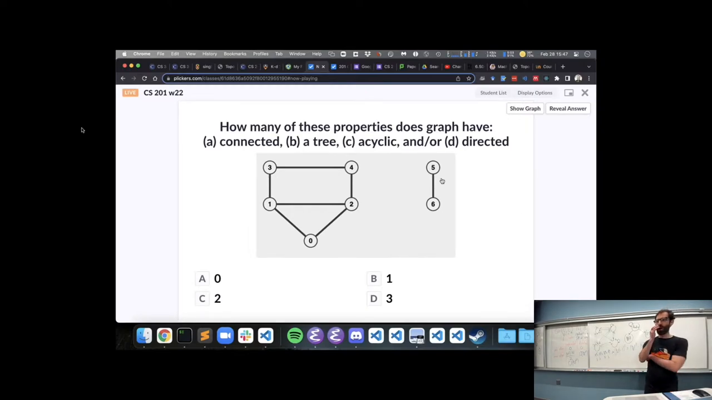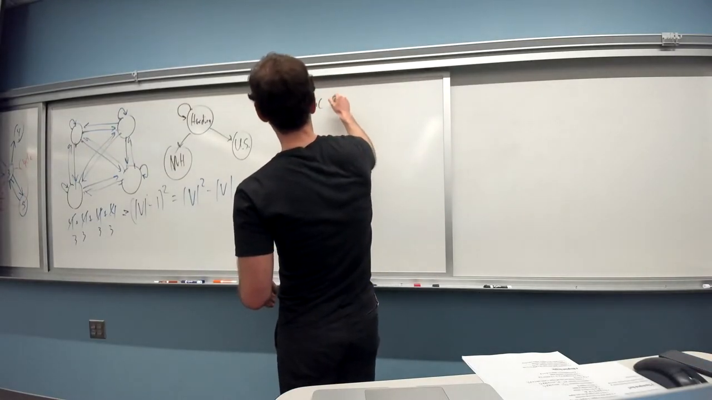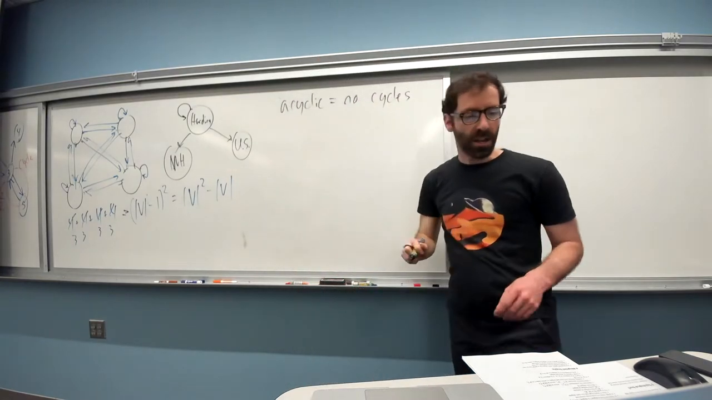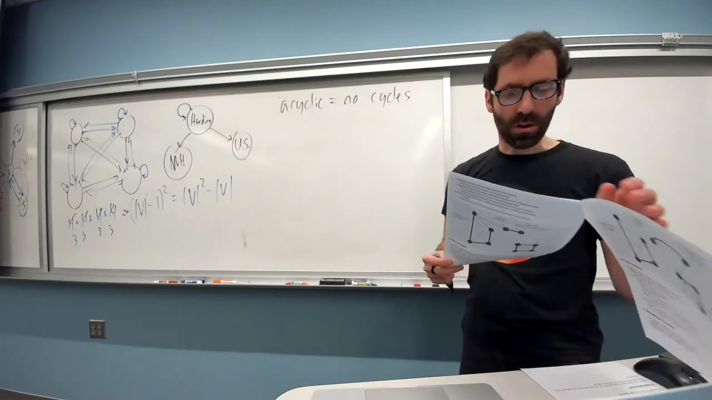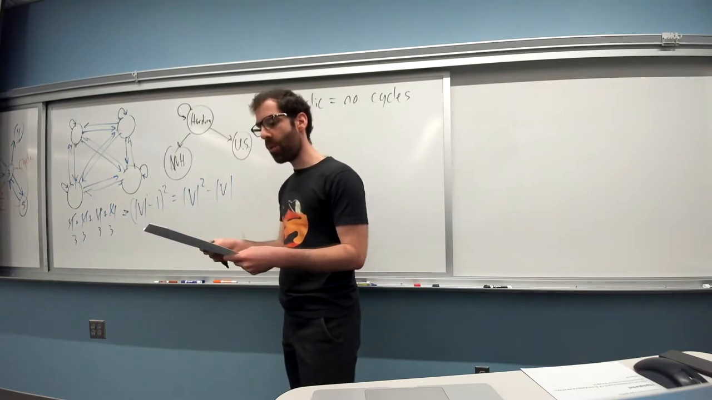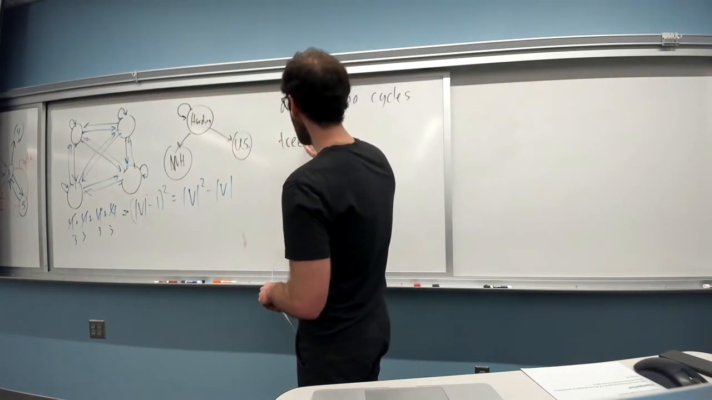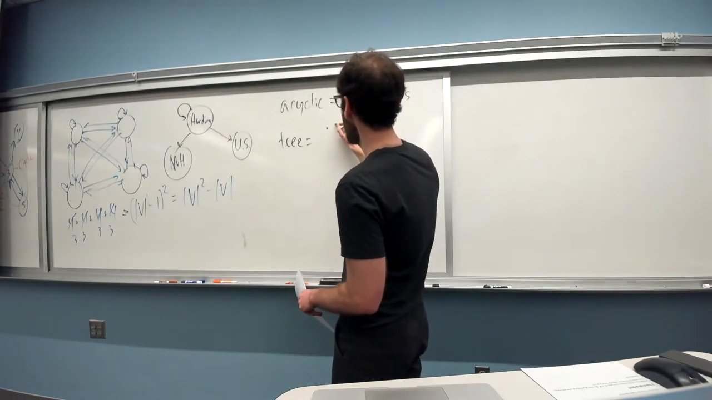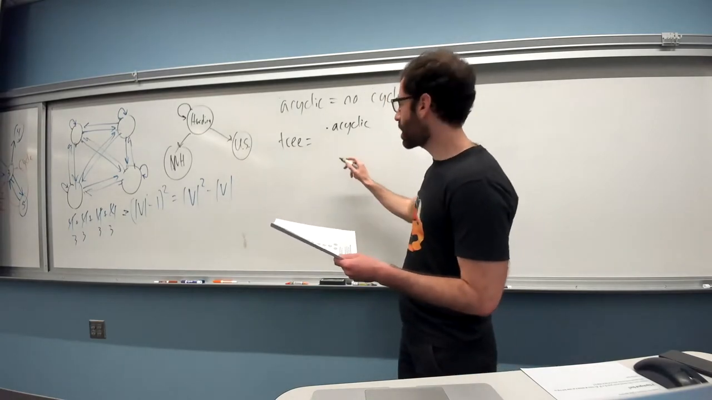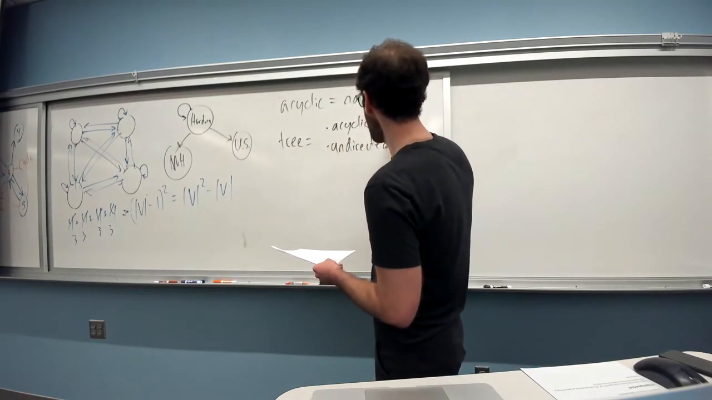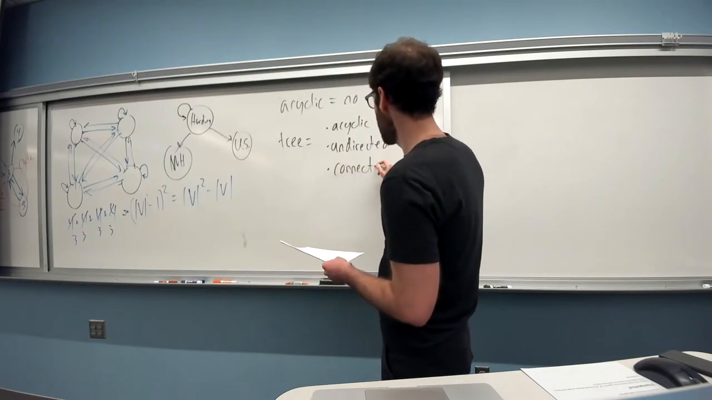All right, I have 4 properties here. Connected, a tree, acyclic, and directed. Any guesses? I haven't mentioned acyclic, but any guesses as to what that means? Charlie? Exactly. Acyclic equals no cycles. I will go through a visual example in a moment, but in order to be a tree, we have acyclic, undirected, and connected.